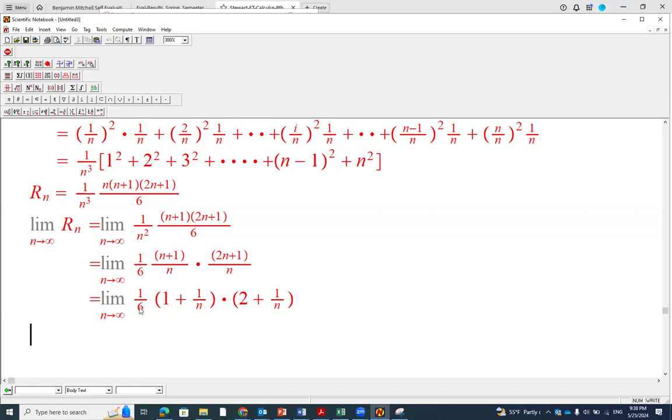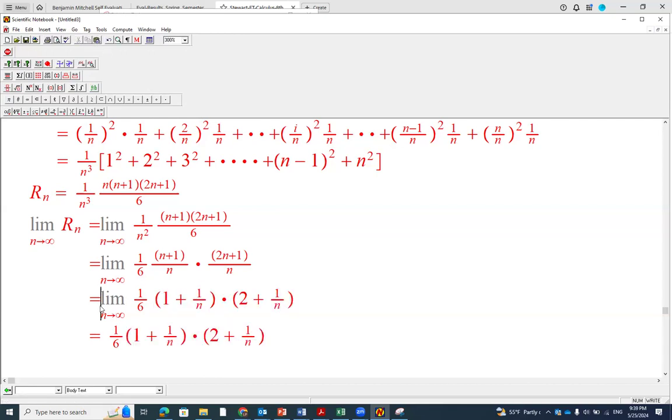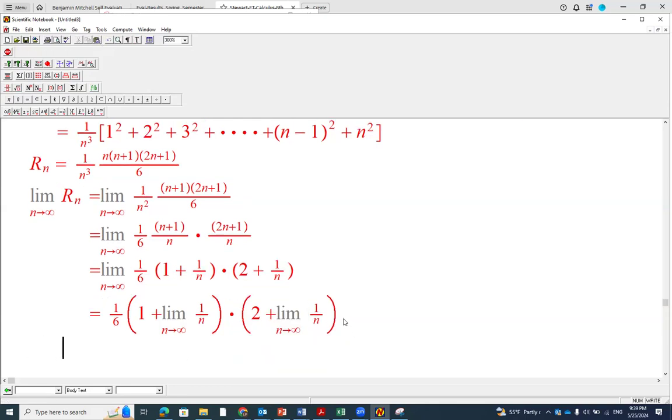As n approaches infinity, each individual part has a limit. Therefore, we can take the limit individually. And this will give us 1 over 6, okay? On these two, the limit can go inside, as n approaches infinity, and this is going to be 1 over 6 multiplied by 2. It's a 1/3 once again.